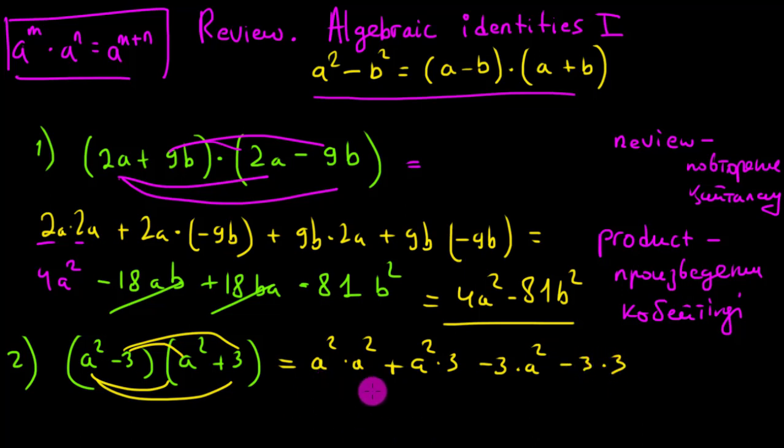So here you find the sum of these powers. It is not multiplication, it is adding. So it is a to the power of 4. In this case, these two are cancelled because here you have 0. So minus 3 times 3 will be minus 9. So this is your answer.